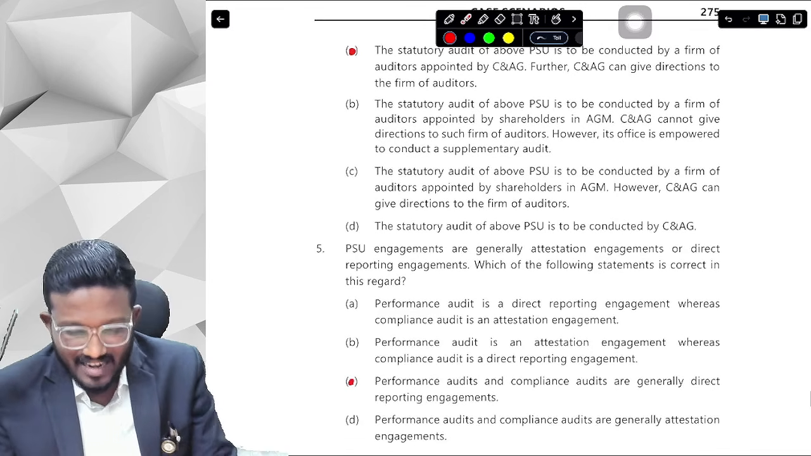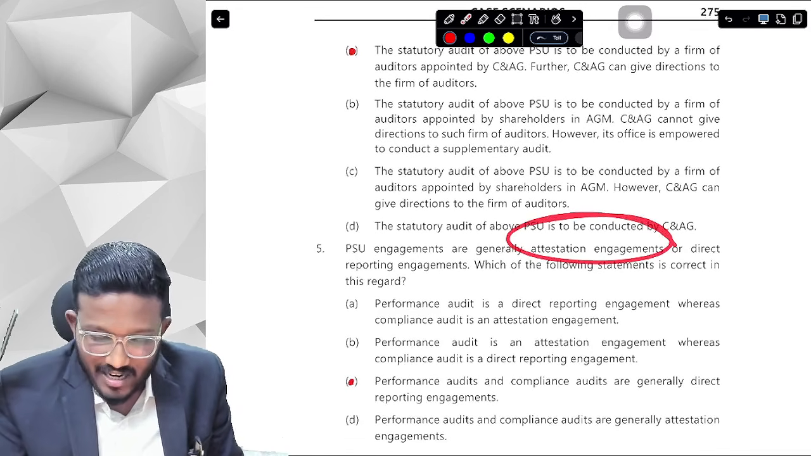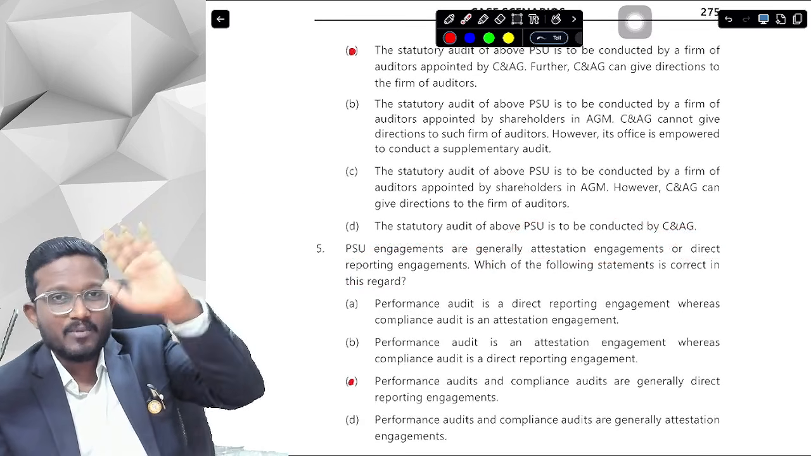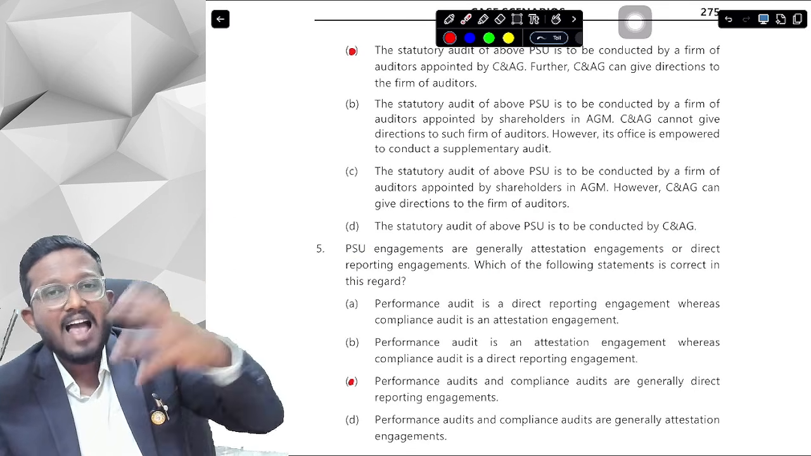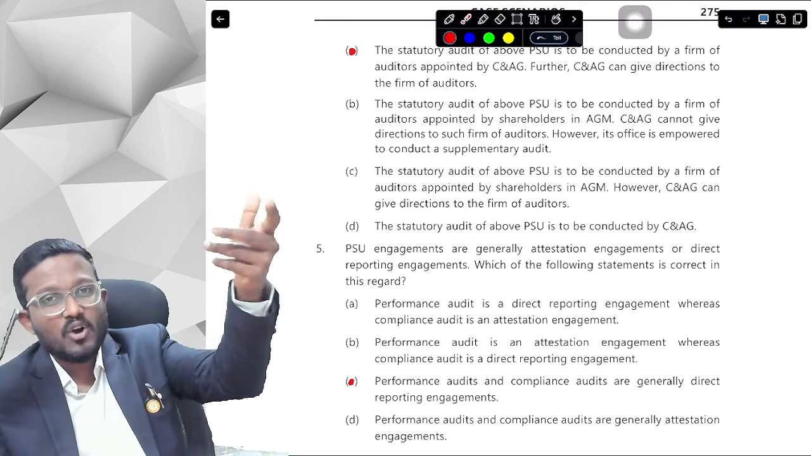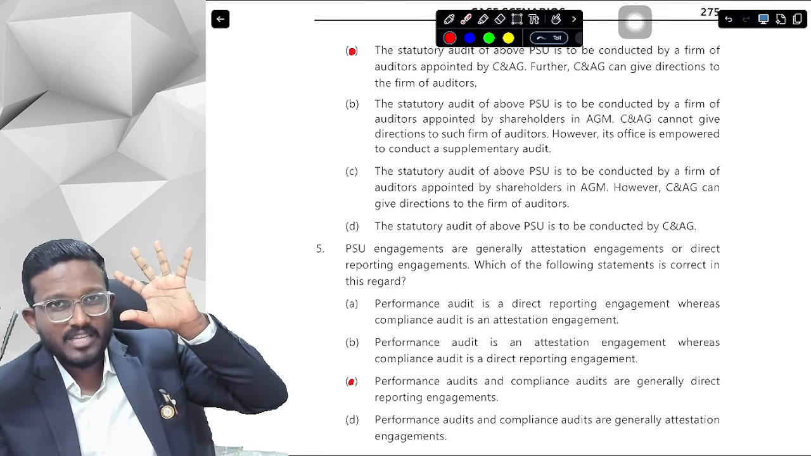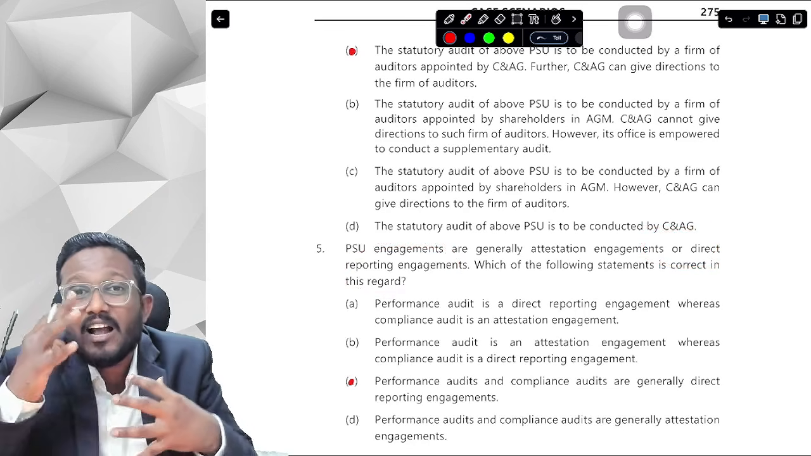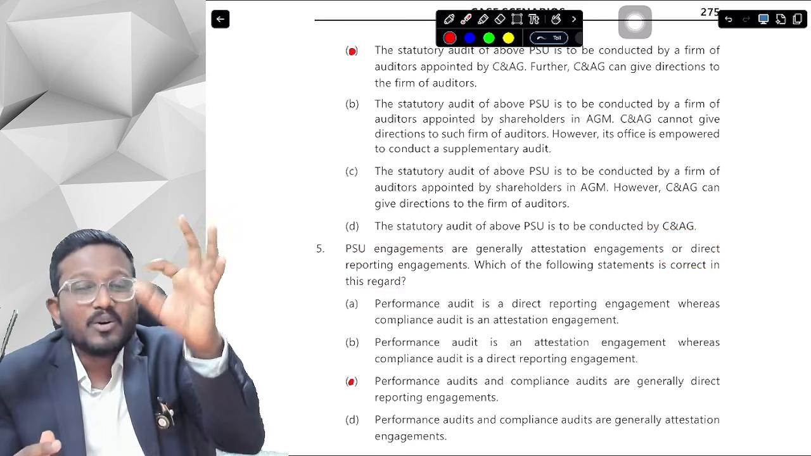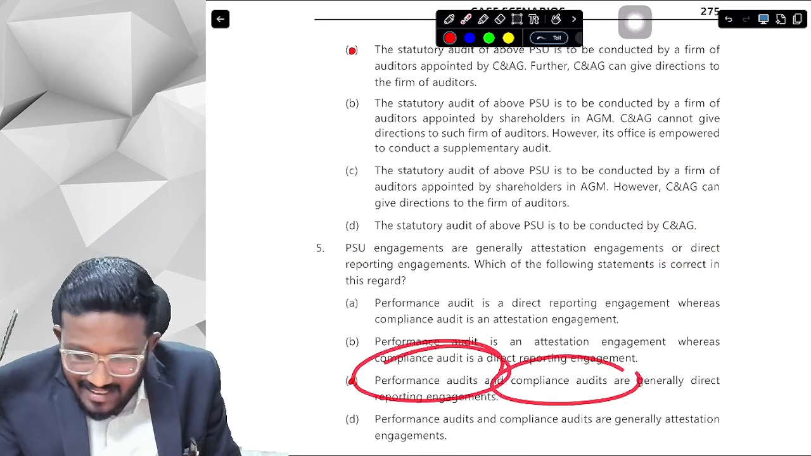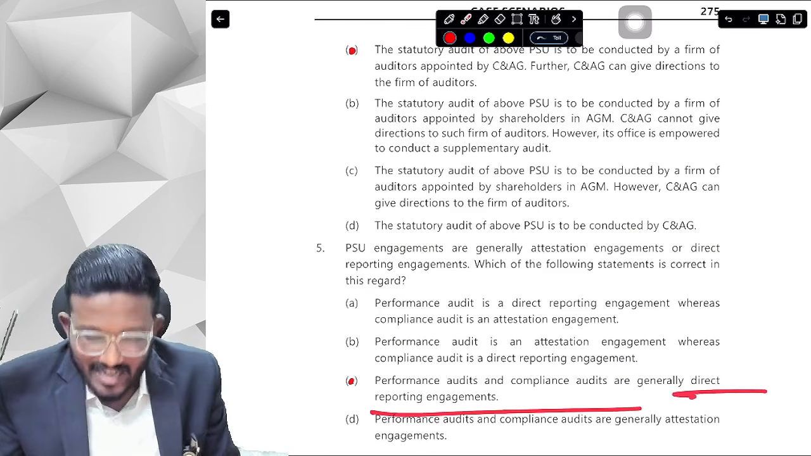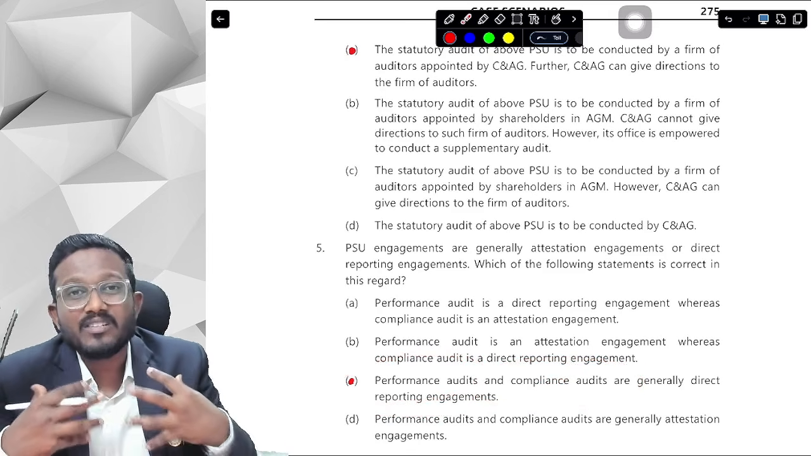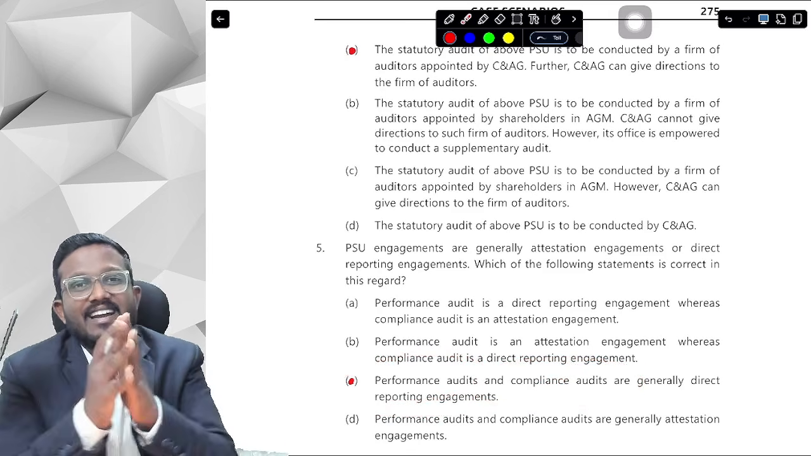Okay, yes sir. Next, there are attestation engagements and there are direct reporting engagements. In an attestation engagement, the responsible party is responsible for evaluating the subject matter against the criteria, and as a practitioner I give assurance on the evaluation of the subject matter against the criteria. But in a direct reporting engagement, I am responsible for evaluating the subject matter against the criteria. So here the performance audit and the compliance audit are direct reporting engagements. They are not assurance engagements, because in performance audit and compliance audit, I am the one who is responsible for evaluating the subject matter against the criteria.